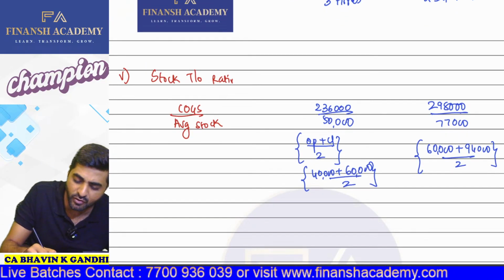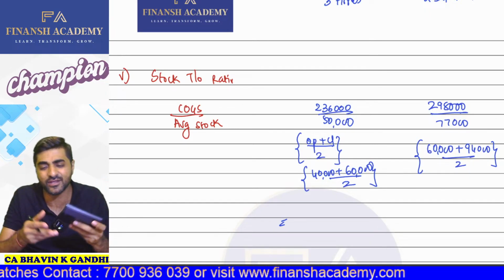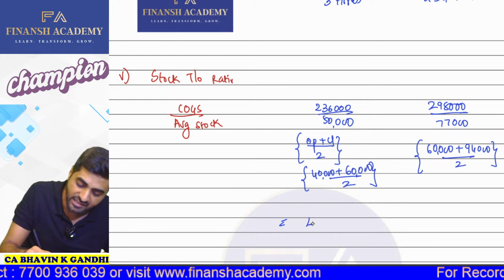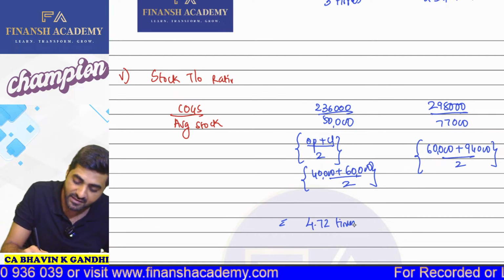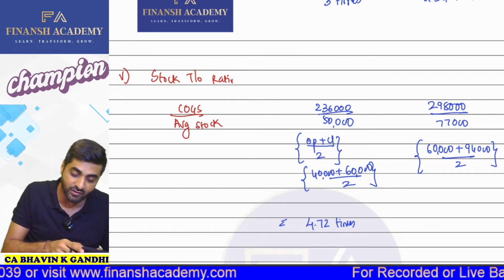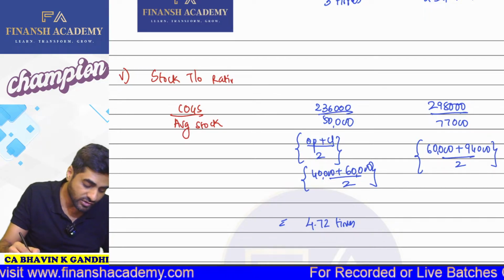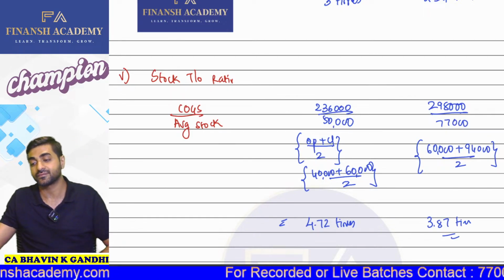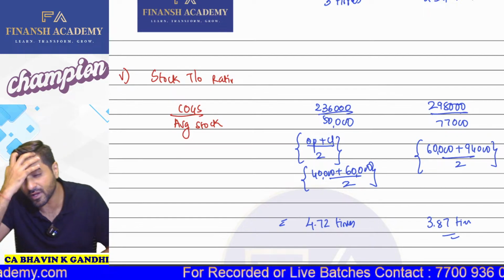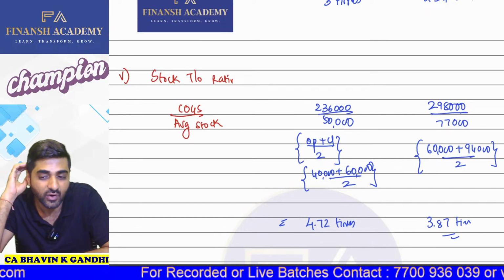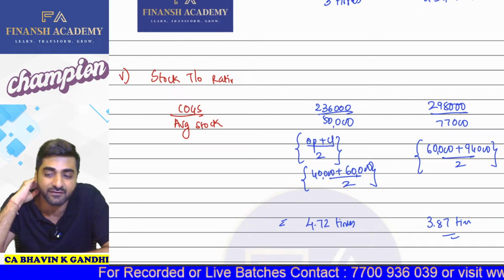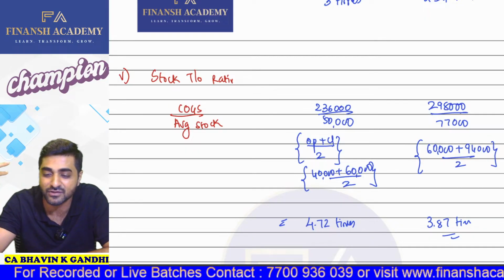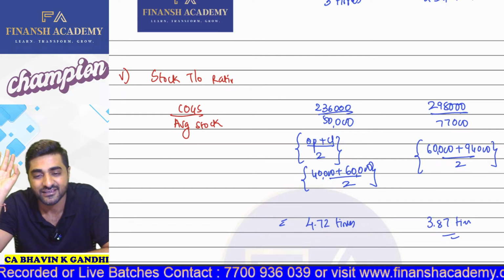Is this data sufficient for you to calculate your stock turnover ratio? Yes, sir. So this will be 2,36,000 divided by 50,000, which is 4.72 times. And this will now be 2,98,000 divided by 77,000, which will be 3.87 times. So this will be your stock turnover ratio. Very simple, guys. I hope you have understood how we calculate this.